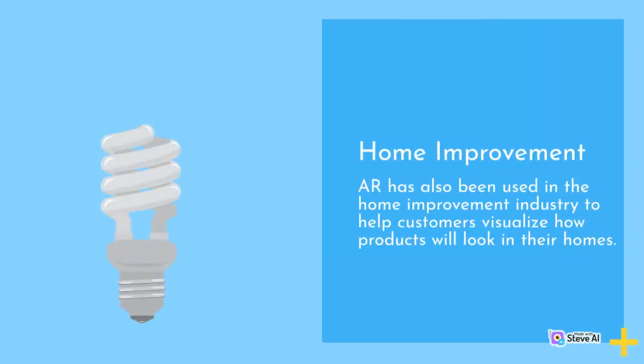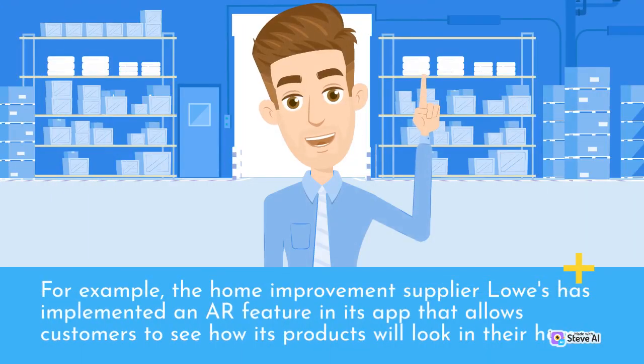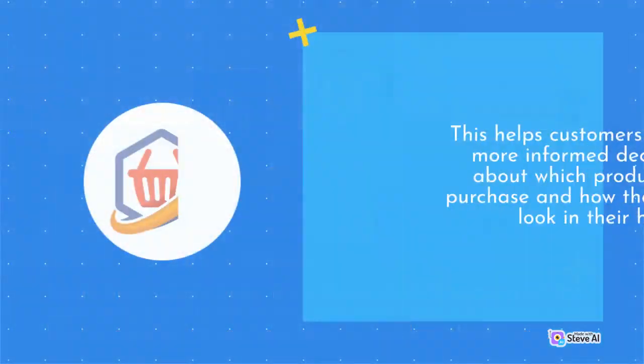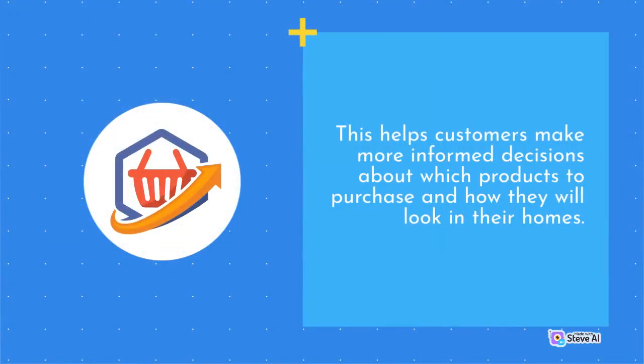Home improvement. AR has also been used in the home improvement industry to help customers visualize how products will look in their homes. For example, the home improvement supplier Lowe's has implemented an AR feature in its app that allows customers to see how its products will look in their homes. Customers simply point their smartphone's camera at the area they want to renovate, and then select products from Lowe's catalog to see how they will look in their space. This helps customers make more informed decisions about which products to purchase and how they will look in their homes.